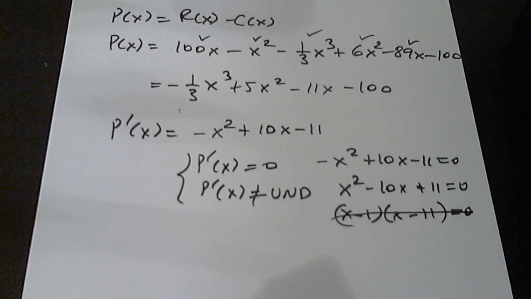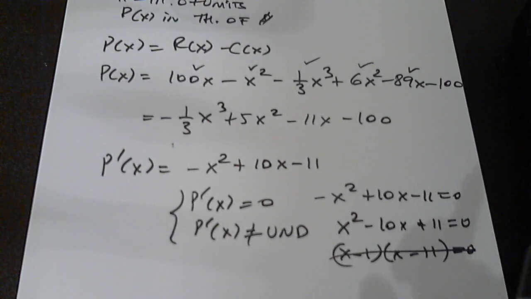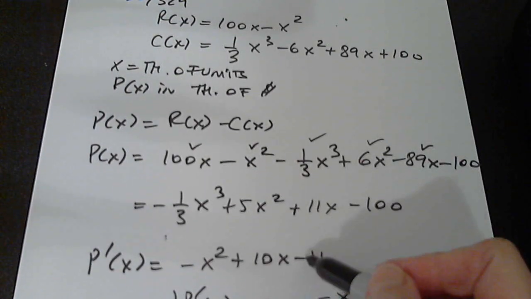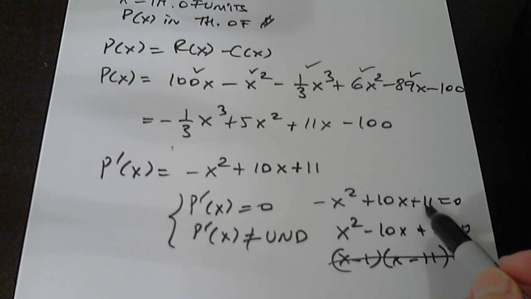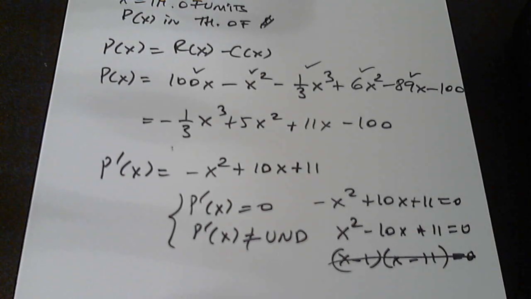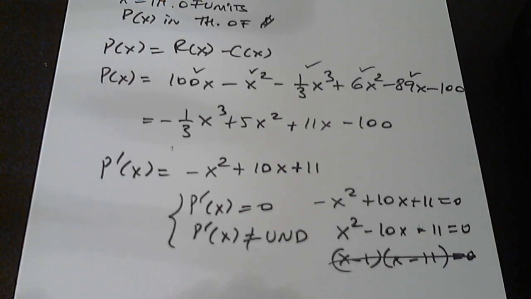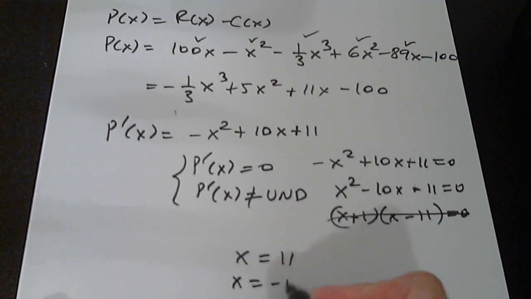is the minus 11x supposed to be plus 11x? Because when you combine. Yes, it is. So it's plus here, so it's minus here. Very good. So we have minus 11 and plus 1. That's indeed correct. So x equals 11 and x equals -1.